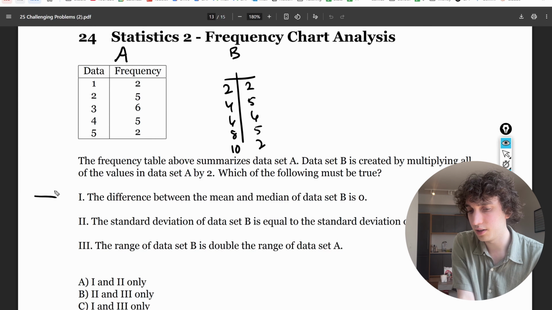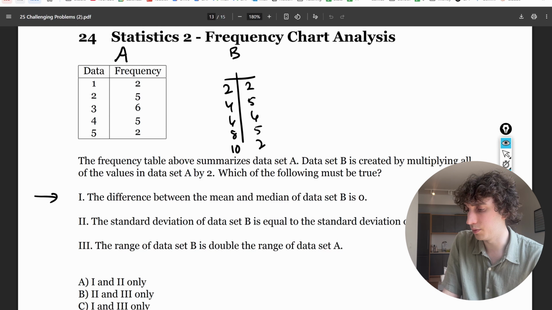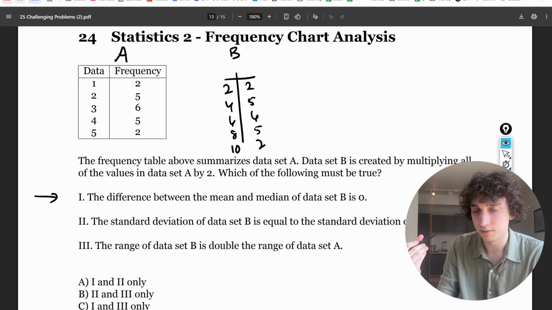So let's evaluate these. Number 1, the difference between the mean and median of data set B is 0. So I'm sure a lot of people are going to be tempted to go into Desmos and plug in your mean, plug in your median, and then subtract them.